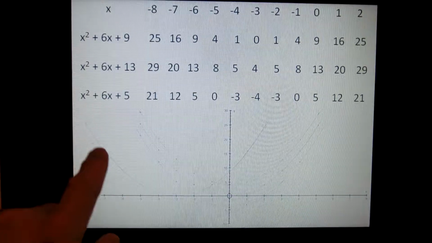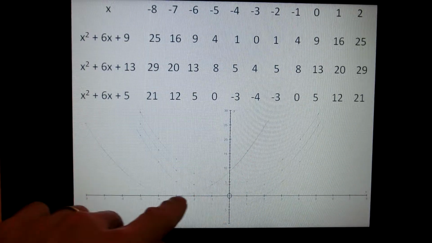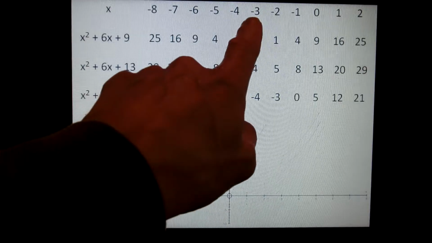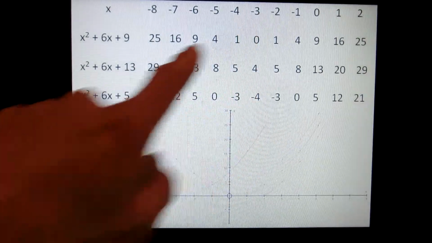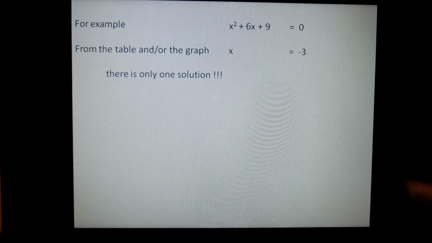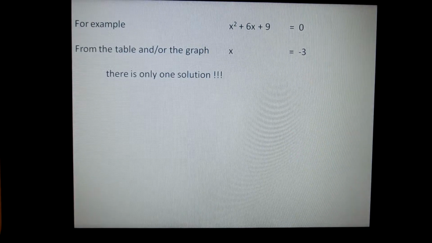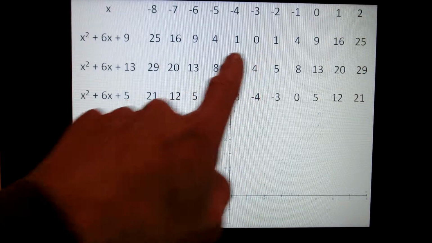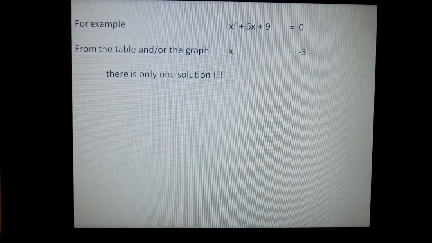The value does dip as low as 0, but only at that point. So there's only one value of x to make the expression worth 0, and that's -3. From the table or the graph, there's just one value of x that makes the expression worth 0, and that's -3. There is only one solution to this square equation.